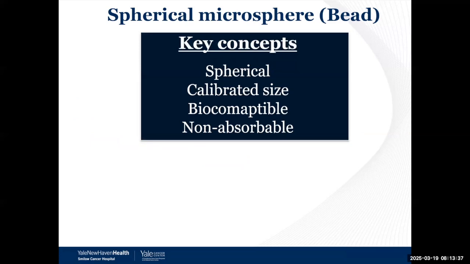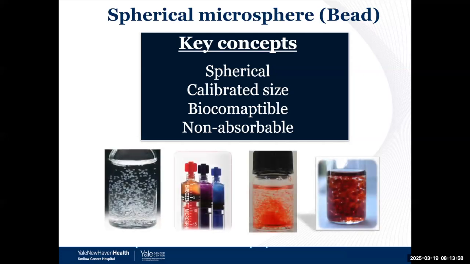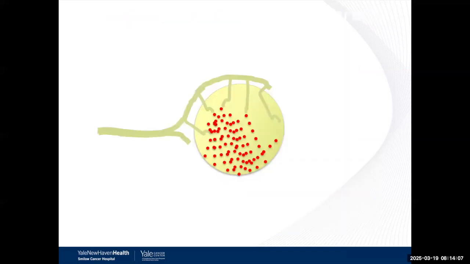The key concepts were that people wanted a spherical delivery agent with a calibrated size that is biocompatible, meaning it is not producing a large level of inflammation, and also something that is non-absorbable, meaning it basically remains there as an embolic agent as well. There are a variety of them: small beads, large beads, and a variety of types, such as the Embosphere microspheres.